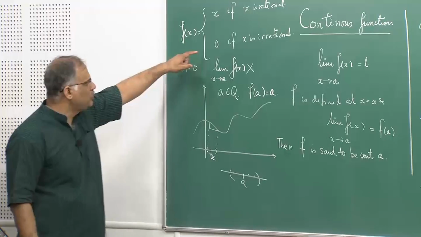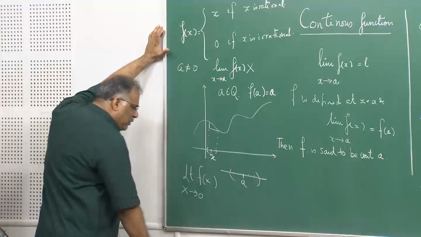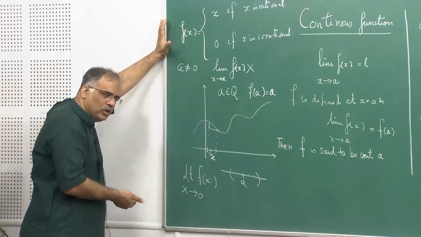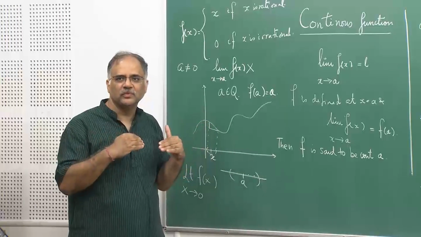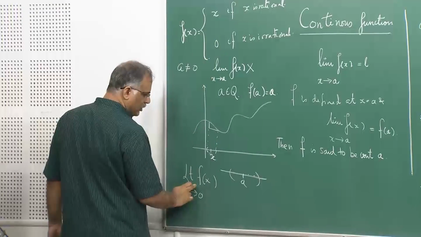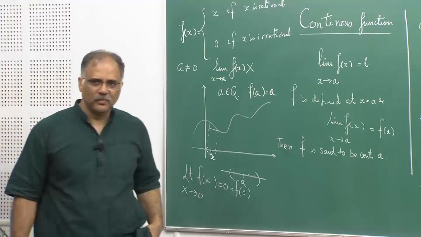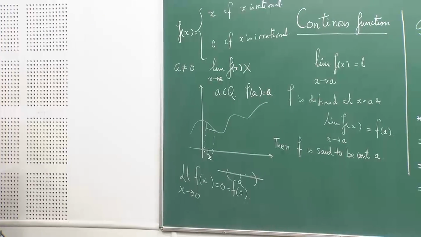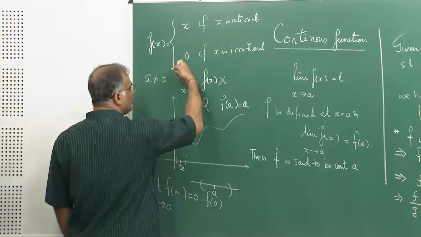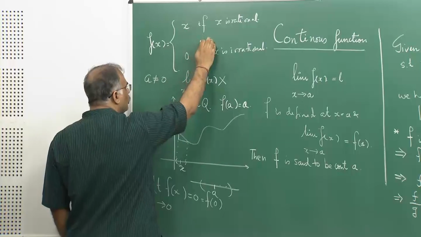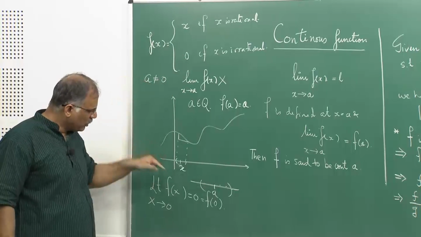But if you take the limit of f(x) when x tends to 0, it does not matter whether x is rational or not. If x is not rational, it is anyway 0, but if x is rational, as I go near 0 from both sides, the function value goes towards 0. So the limit of this function at 0 is 0, and this is nothing but f(0), because 0 is a rational number and f(x) is equal to x if x is rational. So f(0) is 0. Which means at no other non-zero point a does the function have a limit equal to the function value. So it is not continuous at any a not equal to 0, but only continuous at the point x equal to 0.